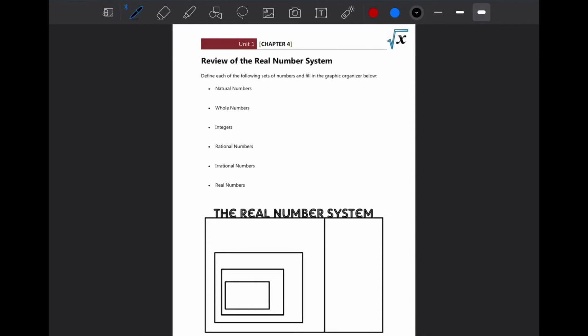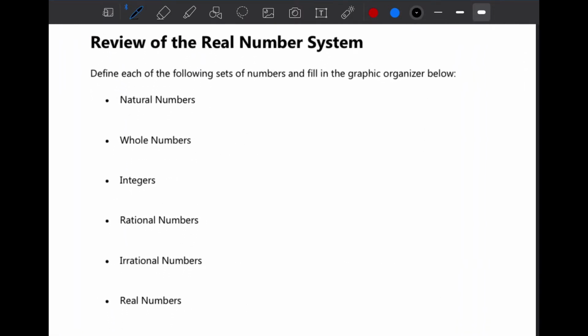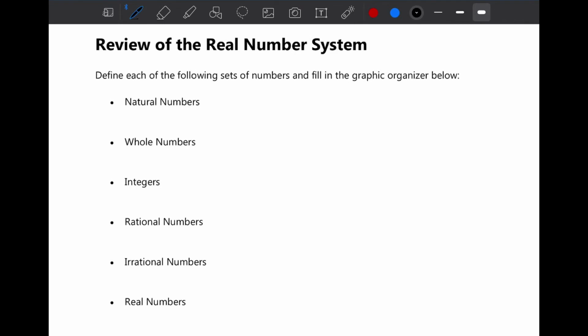Hi everyone. Let's start with review of the real number system before we go into chapter 4. Define each of the following sets of numbers and fill in the graphic organizer below.